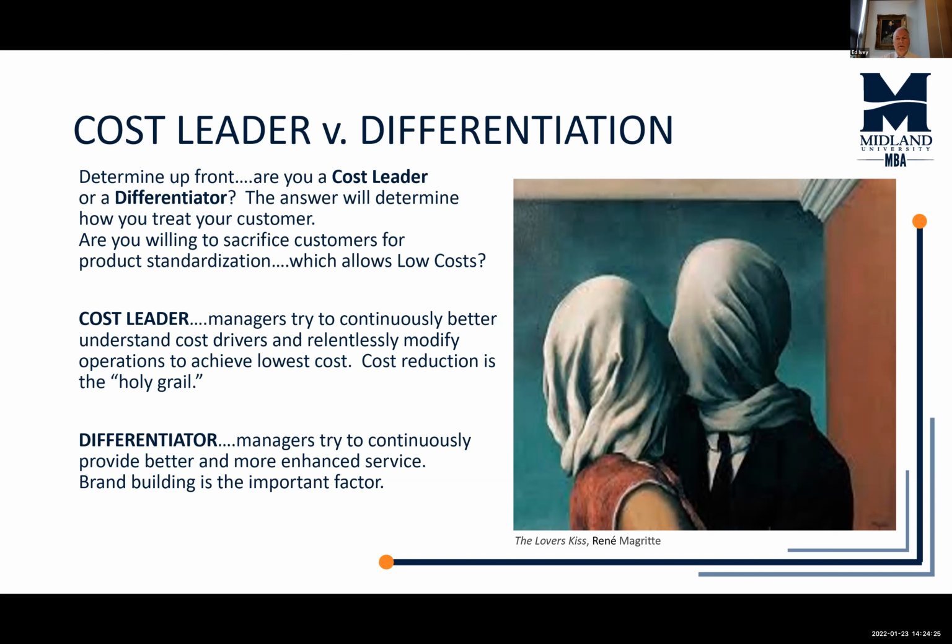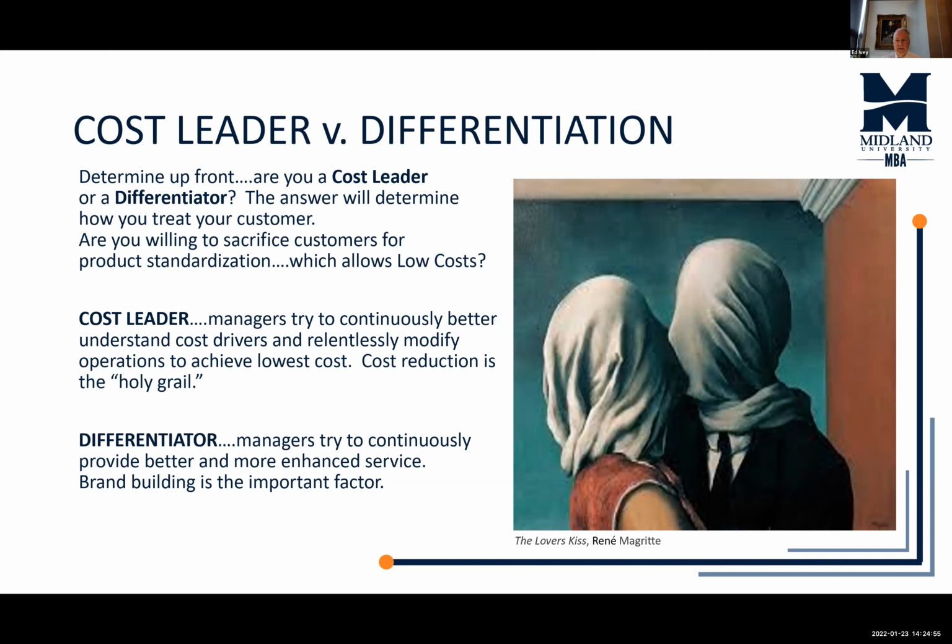And so what does a cost leader do? They must continuously better understand those cost drivers and relentlessly modify operations to achieve the lowest cost. So cost reduction is the holy grail there. And so when we talk about cost drivers, what are cost drivers? Cost drivers are any factors that cause a change in the cost of the activity.